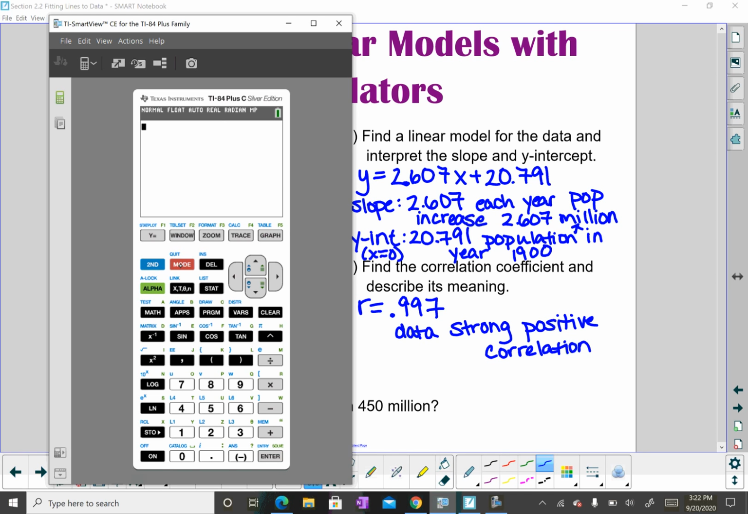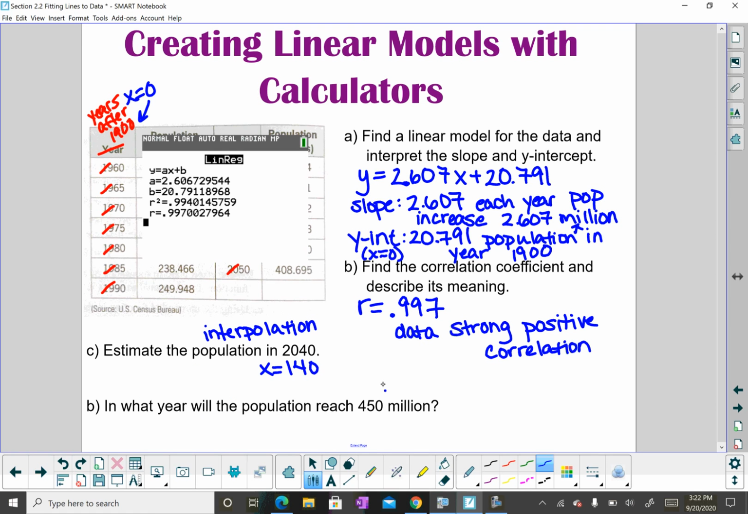I'm just going to hit second quit to go back to my home screen. 2.607 was my slope, times my x value here, which is 140, plus 20.791. So we would say the population in 2040 is about 385.771 million.